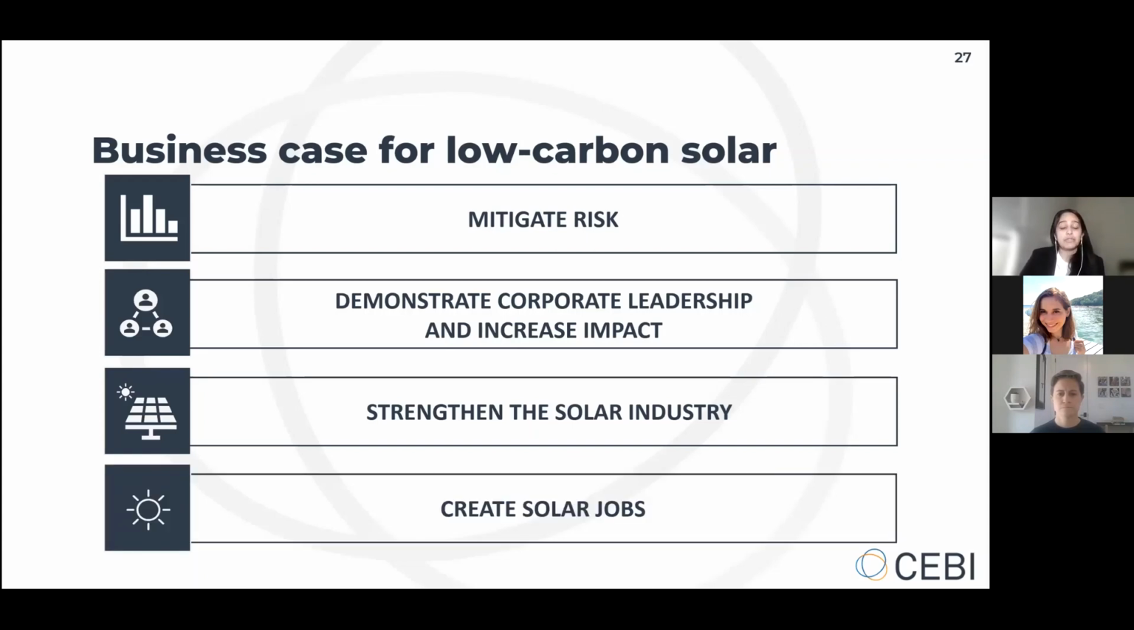And lastly, you can create solar jobs. Studies show that new investments in solar create nearly three times as many direct and indirect jobs on average as fossil fuel energy sources. Low-carbon solar PV demand can spur new associated value chain production capacity in regions where upfront carbon can be eliminated, such as the US or Europe, where manufacturers can access renewable energy for operations.